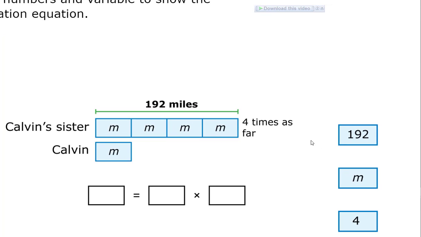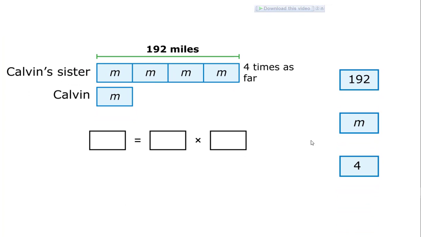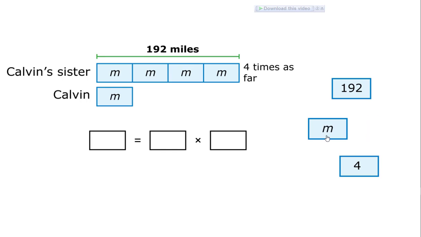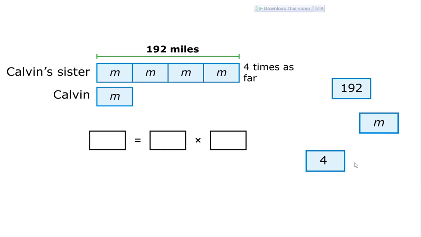Okay, now we have the image. We call it a bar diagram, and we also have the objects that we can use: 192, this one, and m, this one, and the 4, this one. And we need to fill these places in the equation. So what should I put in each one? In the first one here, on the left side?